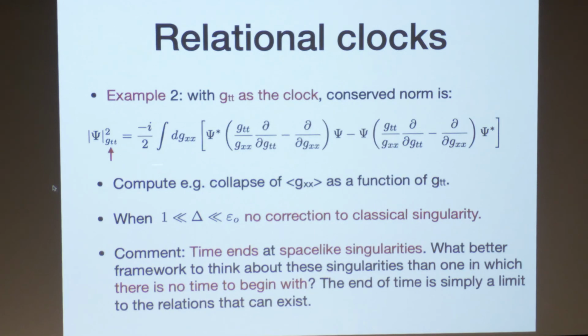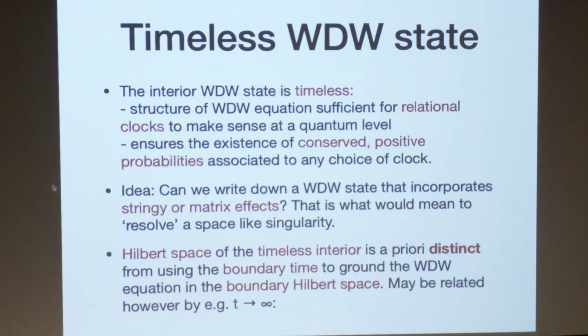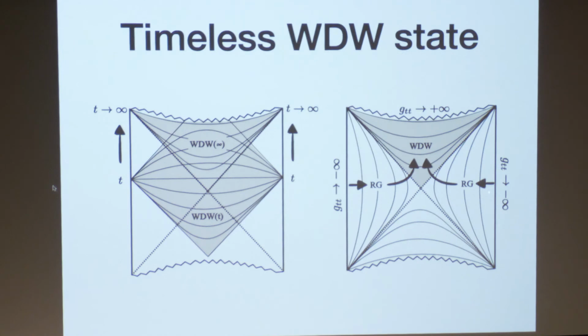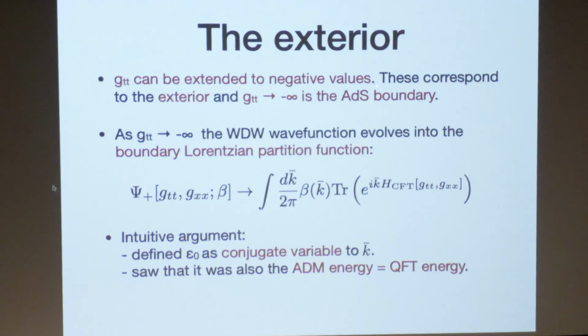Let's take GTT to be the time, and let's just take GTT to be negative and see what happens. Okay. So GTT can be extended to negative values. These correspond to the exterior, and GTT goes to minus infinity as the AdS boundary. Right? So it turns out that it's quite nice, and perhaps not surprising. So as GTT goes to minus infinity, the Wheeler-DeWitt wave function evolves into the boundary Lorentzian partition function.